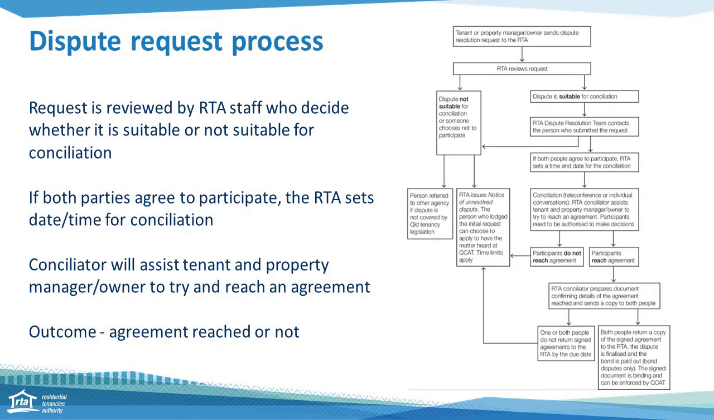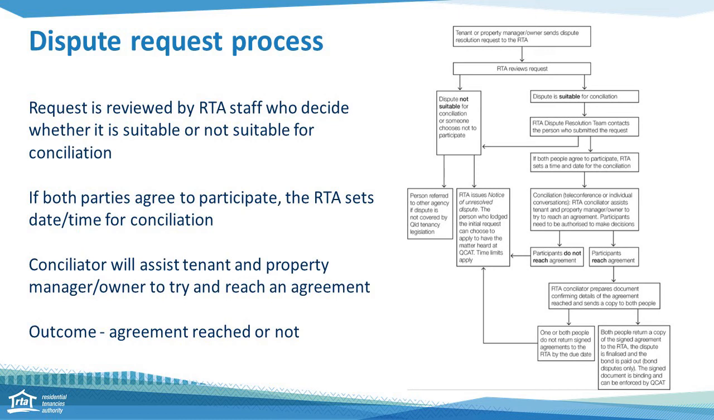So once you have lodged a dispute resolution request with the RTA, whether this is for a bond or a tenancy matter, the request is reviewed by the RTA staff in our dispute resolution service, who decide whether it is suitable or not suitable for conciliation. If both parties agree to participate, it proceeds to the conciliation part with a set date and time for all parties to attend. The diagram on the right side of the slide shows this process.